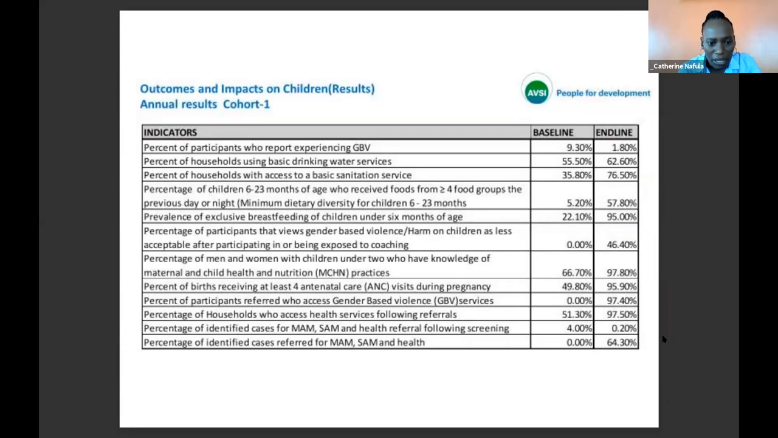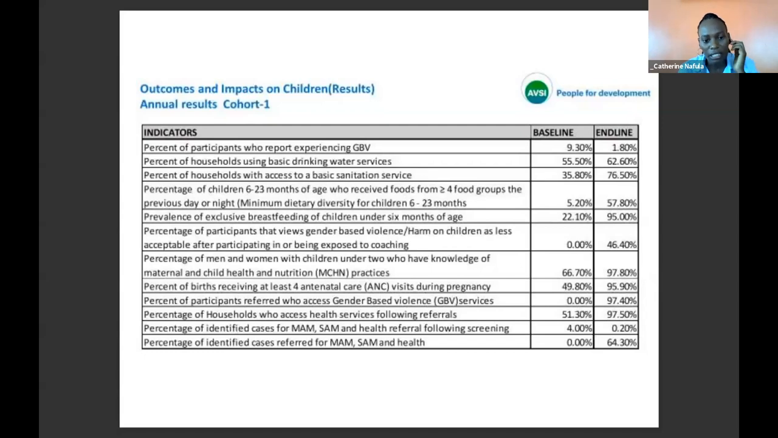And then the percentage of participants who accessed gender-based violence services at the start of the project was 0.00%. But at the end of the project, we were amazed that 97.40% were the ones now accessing the services they had applied for.